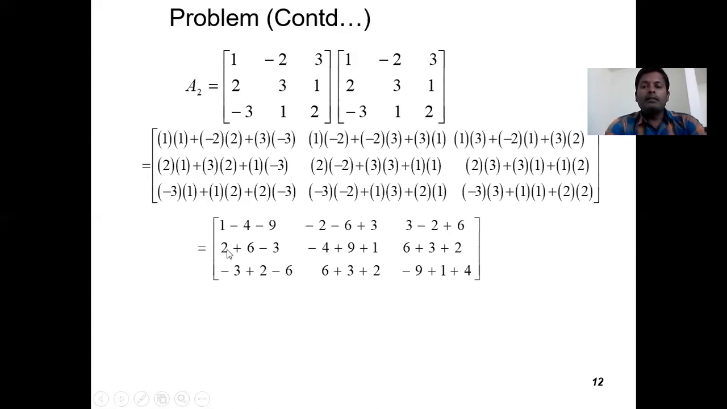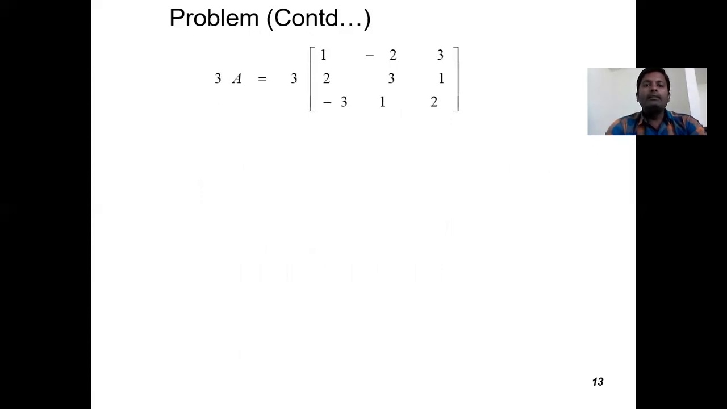We see here the simplification of the problem. Write 1 minus 4 minus 9, minus 2 minus 6 plus 3, 3 minus 2 plus 6, and 2 plus 6 minus 3, minus 4 plus 9 plus 1, 6 plus 3 plus 2, minus 3 plus 2 minus 6, 6 plus 3 plus 2, minus 9 plus 1 plus 4. We get the result: minus 9 minus 4 and plus 1, we get minus 12, and the same, one minus 5, 7, 5, 6, 11, minus 7, 11, and minus 4. This is the value of A square only.